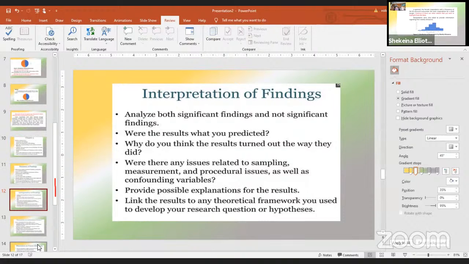So that's why, when you're analyzing the data, you are connecting it to your research questions to make sure that your research questions are answered. If your research questions aren't answered, then you're in trouble.